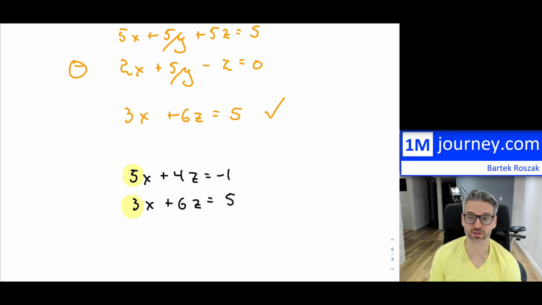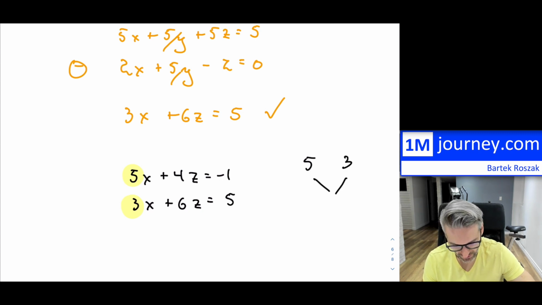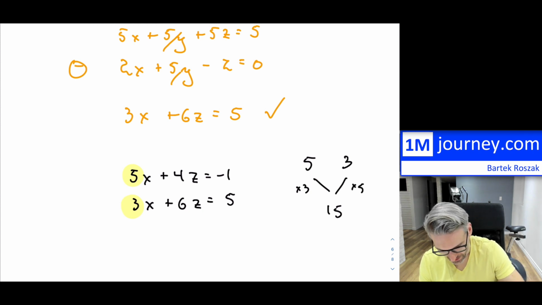Or, you can multiply both equations if you still want to stick with integers. For instance, between the 5 and the 3, it's pretty easy to find the lowest common multiple. It's going to be 15, so I can multiply this one by 3 and this one by 5. So that's what I have right there.